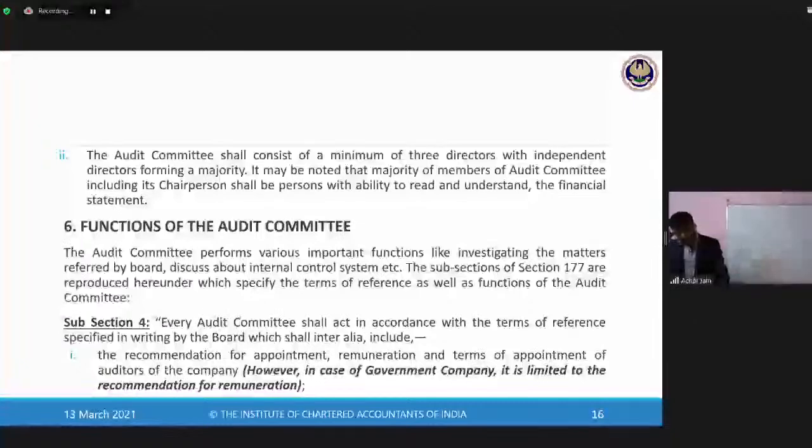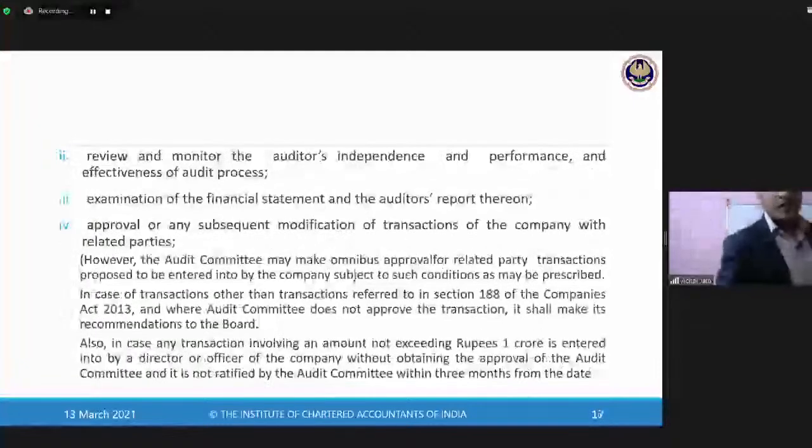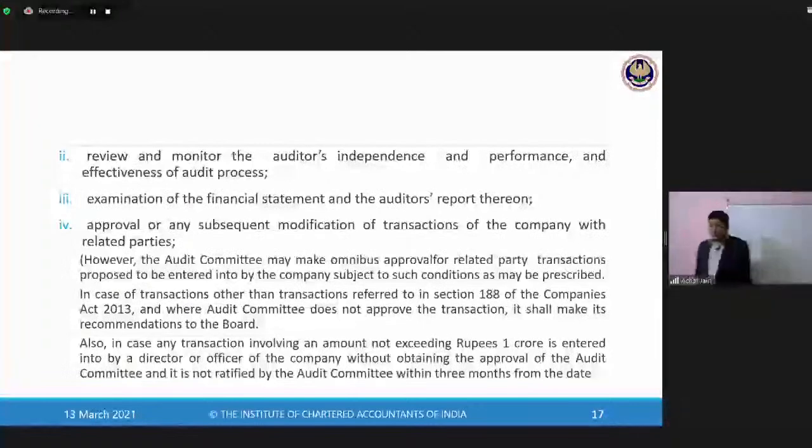So what are the functions of the audit committee? Now herein you will see a lot of similarities in terms of the roles which the LODR regulations specified and some of the functions which arise as per the requirements of the Companies Act. First, recommendation for appointment, remuneration, terms of appointment of the auditors, and this will be about the statutory auditor as well as the internal auditors. Review and monitoring their independence, performance, effectiveness of the entire audit process, something which we discussed in the case of LODR also.